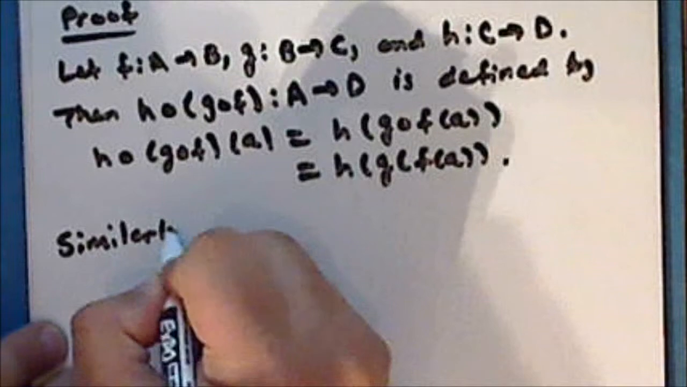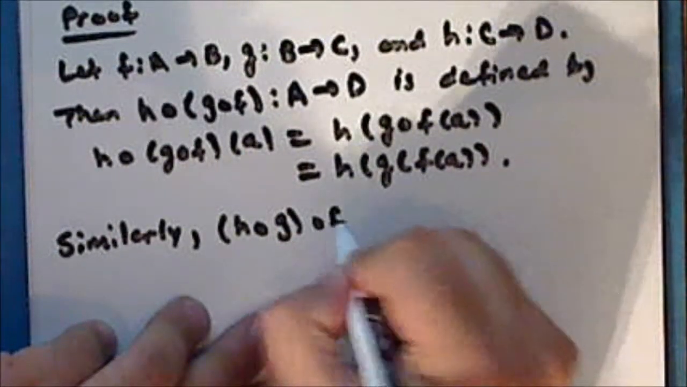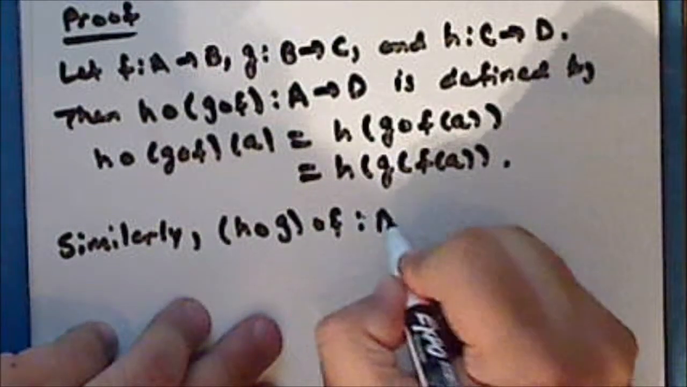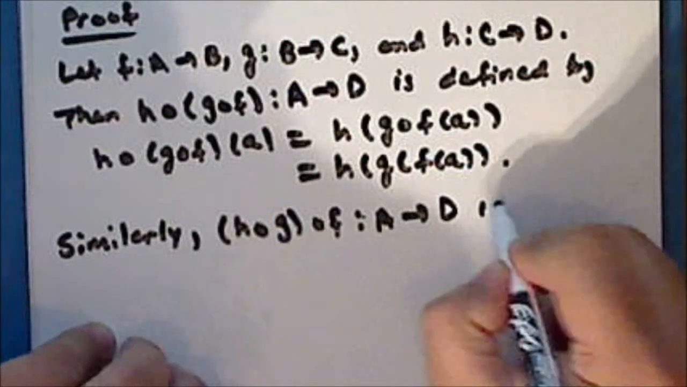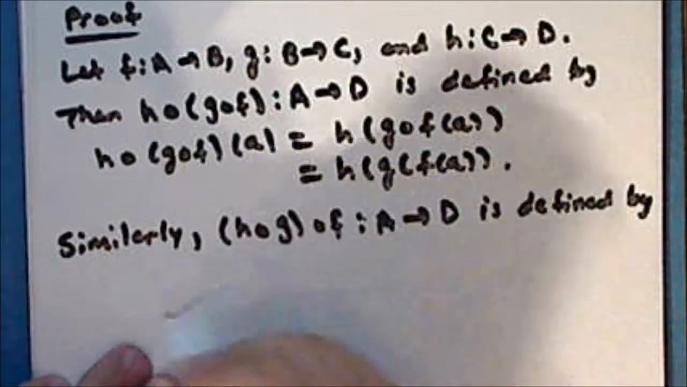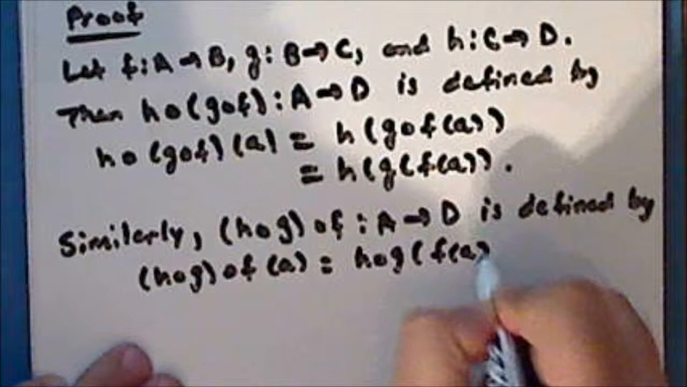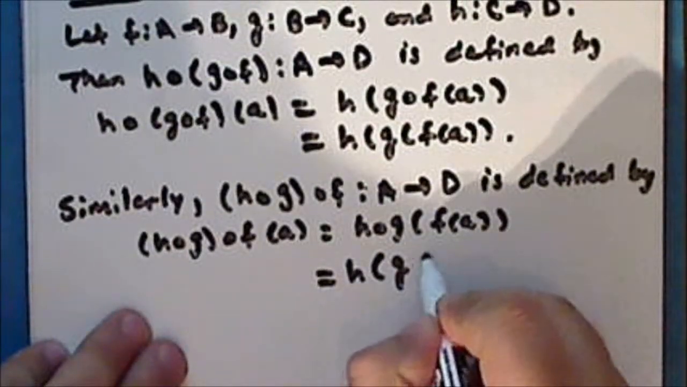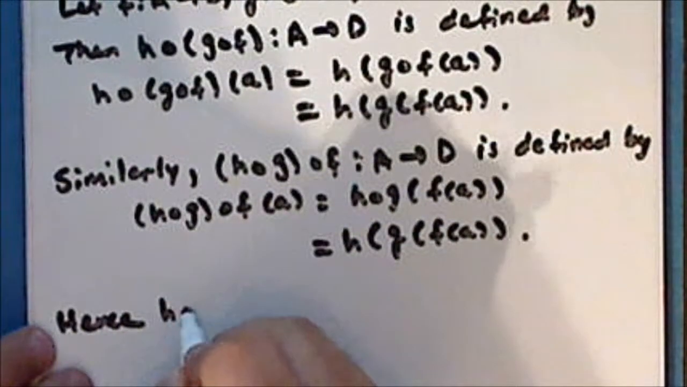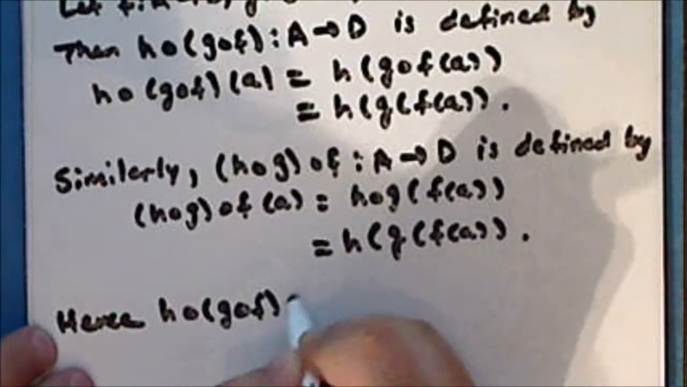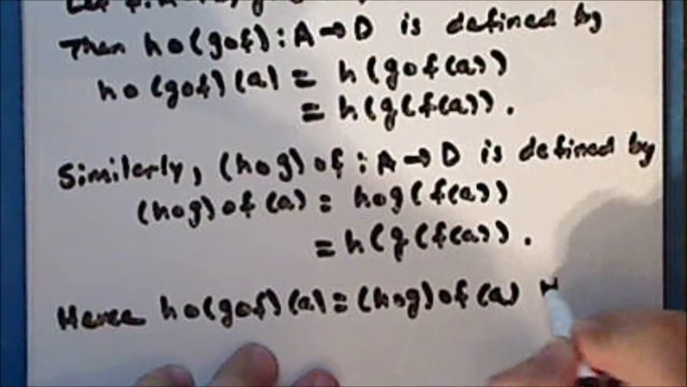Similarly, the composition of h of g with f is a map from the domain of f, which is A, into the range of the composition h of g, which is D, and is defined by h of g of f of the element A is h of g of the element f of A, which is h of g of f of A, and hence h of the composition g of f of the element A is the same as the composition h of g of f of A for every element in the set A.